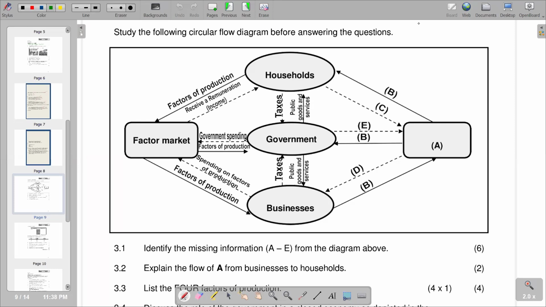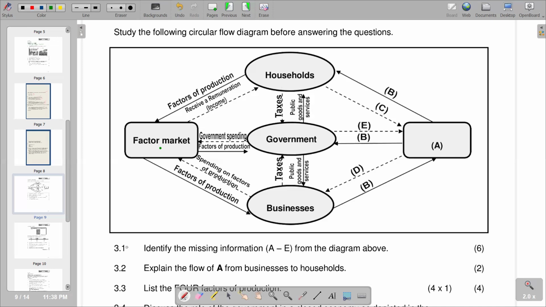In this video, we're going to look at a question on the circular flow. It is a typical exam question for the March test. We start with the first question, which reads: study the following circular flow diagram before answering the question. We are given the circular flow model with different participants mentioned: factor market, households, government, business.